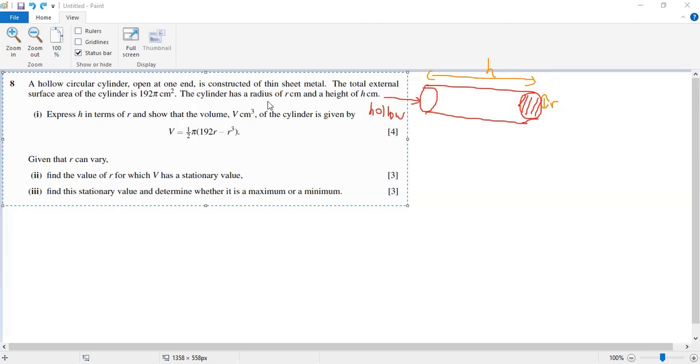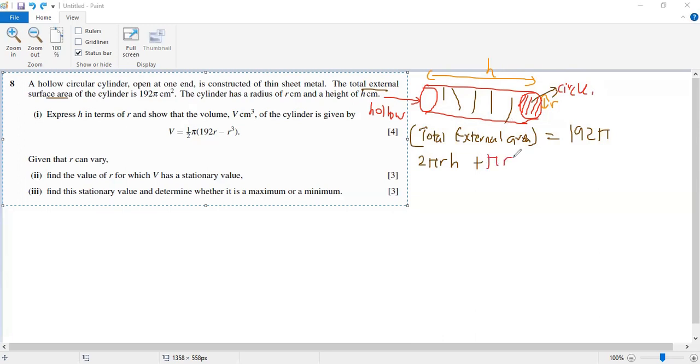The total external area means, this is a bit of a tricky statement. So what's the formula? Total external is the outside, so the outside area is 192 pi. That means not just the curved surface area of the cylinder, which is 2 pi rh. It's a formula. It's the curved part. And then at the end here, we have one more part, which is the area of a circle. But we don't add 2 pi r square because the front part here is hollow.